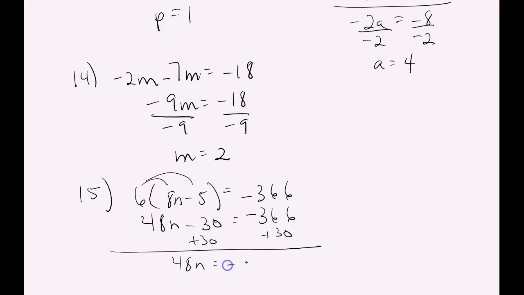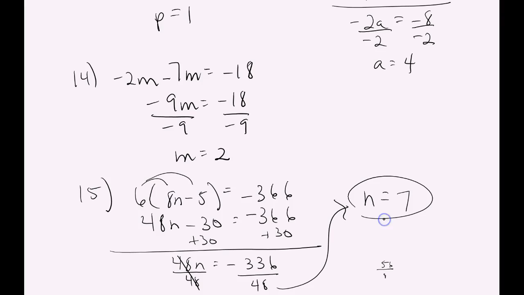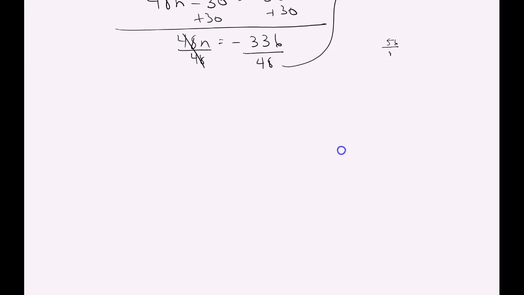48n equals, that'll be a -336, and then what? Then we divide by 48, and I'm running out of room. So n would actually equal whatever that division is. Let me see if I can figure this out. Okay, I believe the answer to that is 7 if you divide it out. Long division or calculator or really whatever you did.